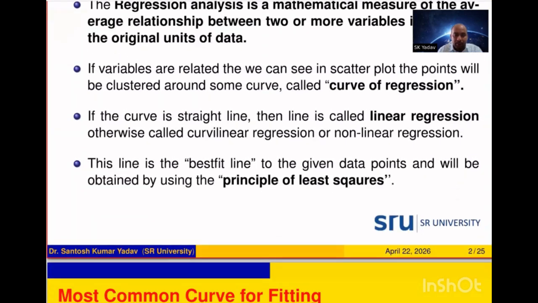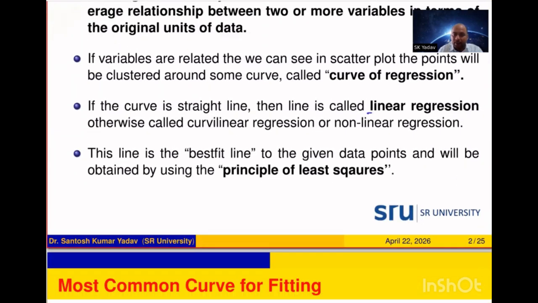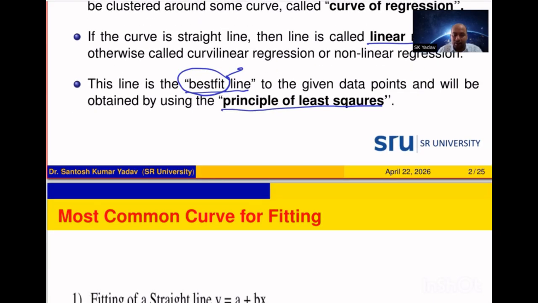If the curve is a straight line, we call it linear regression, and the best fit line means your residual, the error between the actual fitted line and the data points, is very minimum. This can be done by the principle of least squares, sometimes called the method of least squares. We will see it later on.